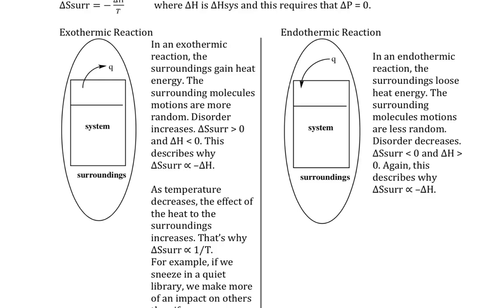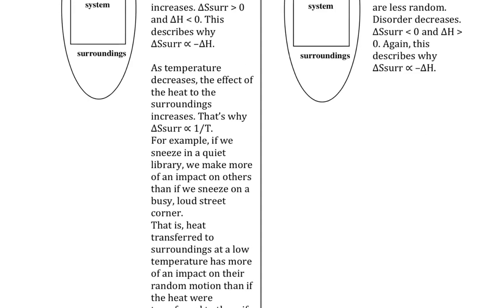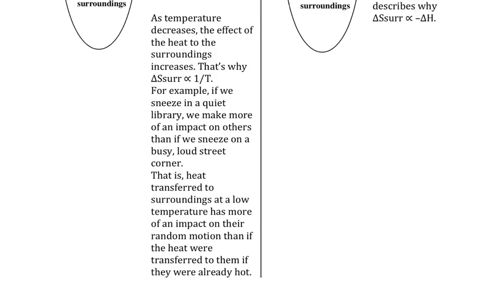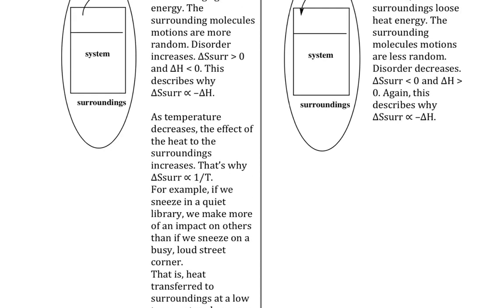Okay, so here's my analogy. Not great, but it seems like it kind of helps. If we sneeze in a quiet library, we make more of an impact on others than if we sneeze on a busy, loud corner. That is, heat transferred to the surroundings at a low temperature has more of an impact on their random motion than if the heat were transferred to them if they were already hot. And that's why it goes as 1 over T.